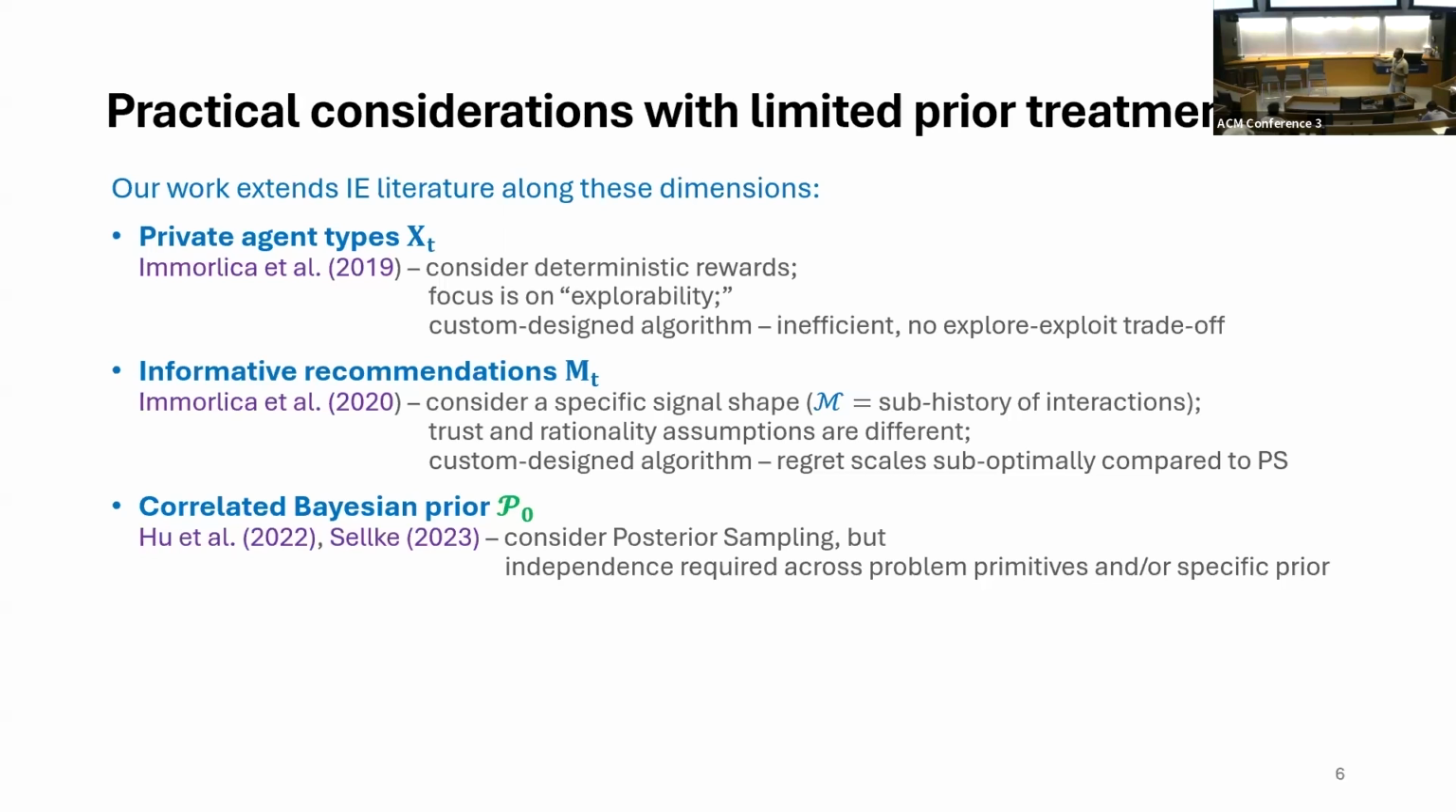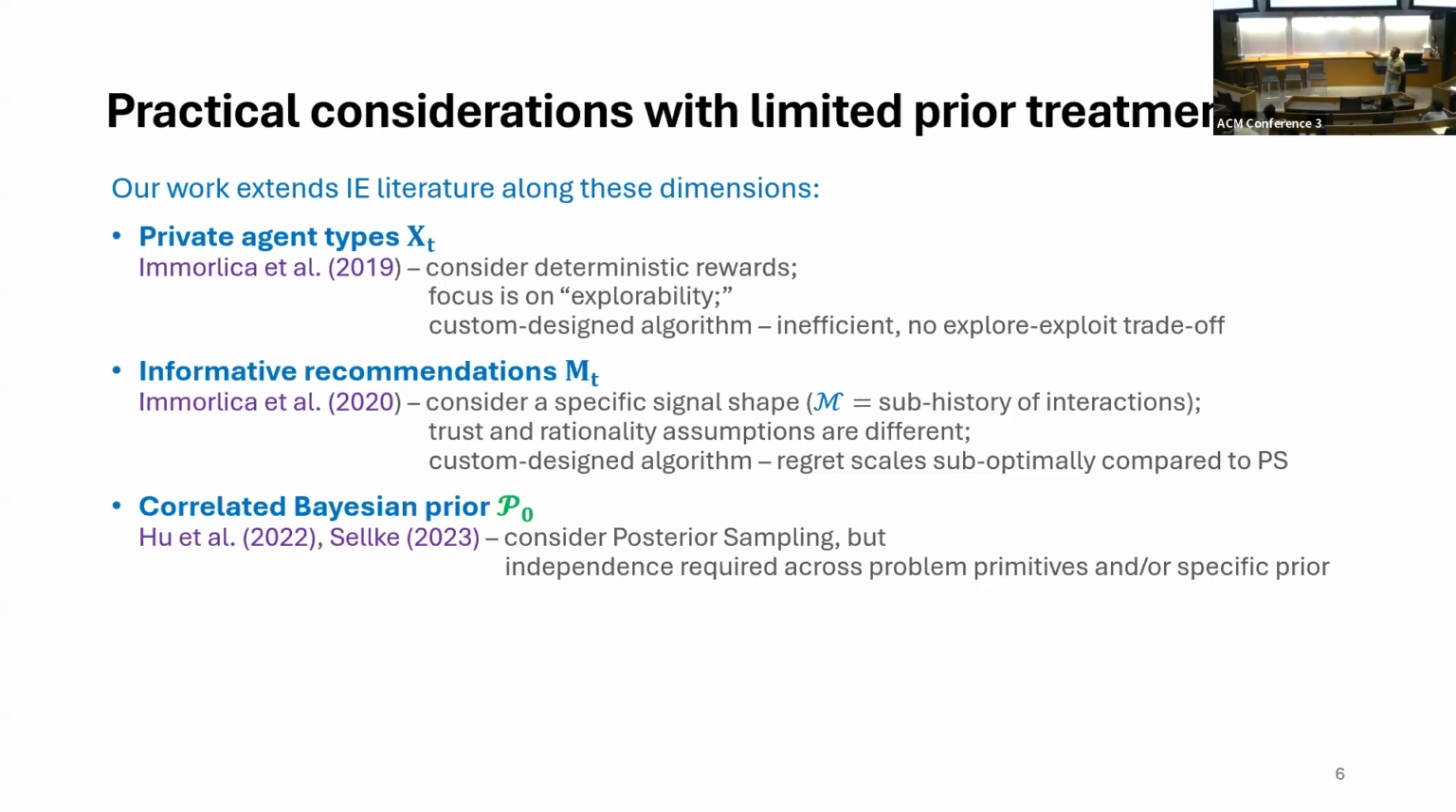Similarly, for informative recommendations, there's also some prior work which deals with some specific signal shapes, in this case being sub-history of previous interactions. Again, this paper provided a custom-designed algorithm, but unfortunately its regret turns out to scale suboptimally compared to posterior sampling, which is what we're using.